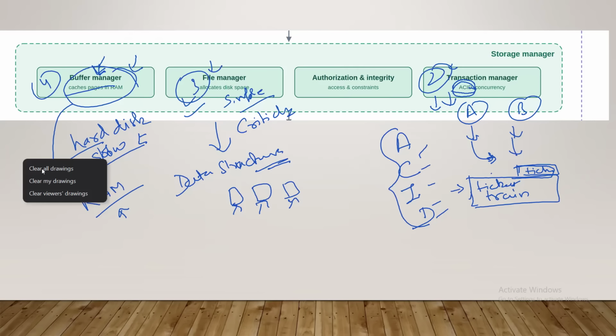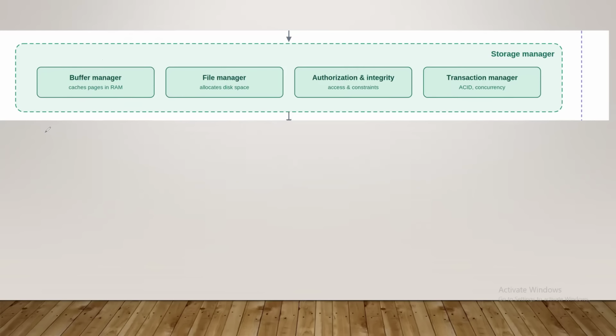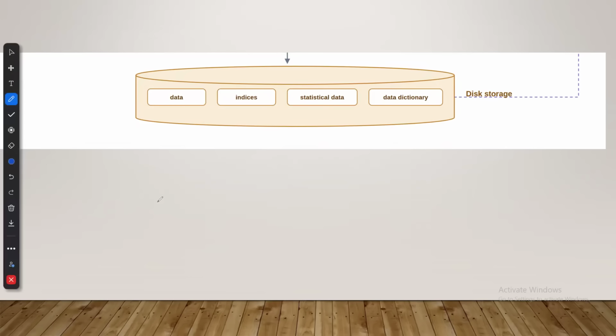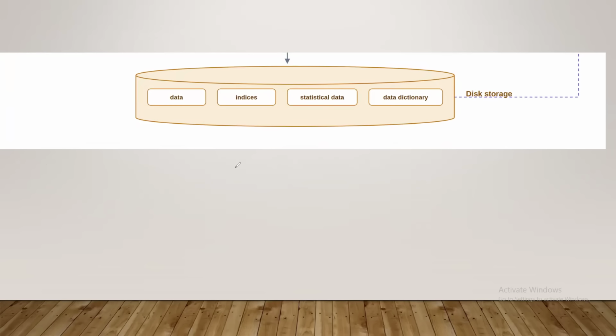Okay, so I hope you got some idea, and let's move towards the lowest part of our database architecture, and that is your disk storage. What happens over here is, it works like your basement. Here, I'll tell you one by one what actually lives on the disk. There are 4 things that we are going to discuss.